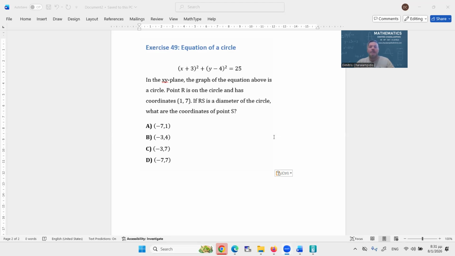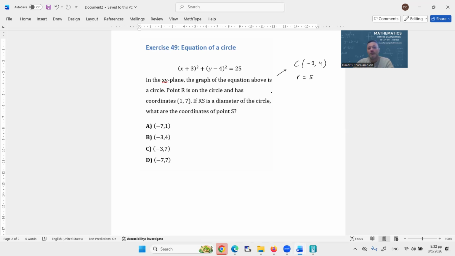Exercise 49, equation of a circle. We have the following info. In the xy plane, the graph of the equation above, (x + 3)² + (y − 4)² = 25, is a circle. And of course, we know that this circle would be a circle with center (−3, 4) and the radius of 5.